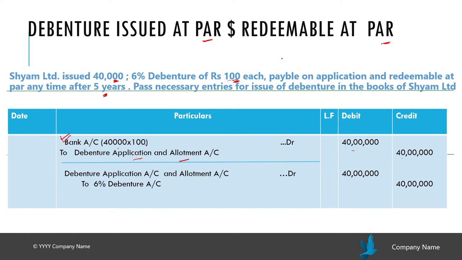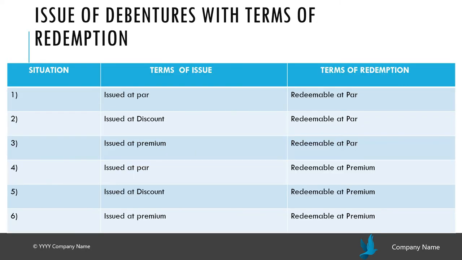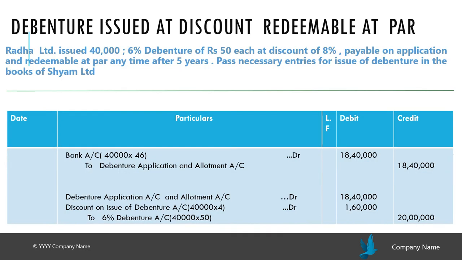Again, the company is going to redeem it at par, so there will be no problem. The company will simply transfer the entire 40 lakh to its debenture account. So debenture application account to debenture account. 6% you need to write, as it is the percent attached with the debenture, so 6% debenture account. Now let's discuss the second point, that is issued at discount, redeemed at par.